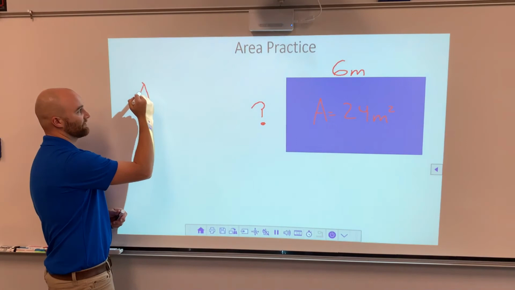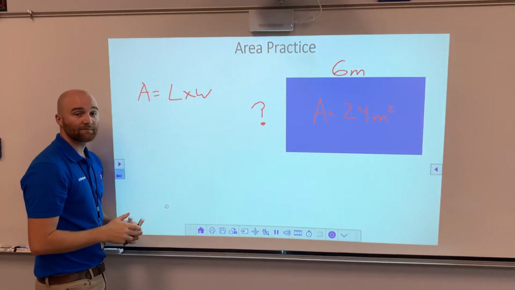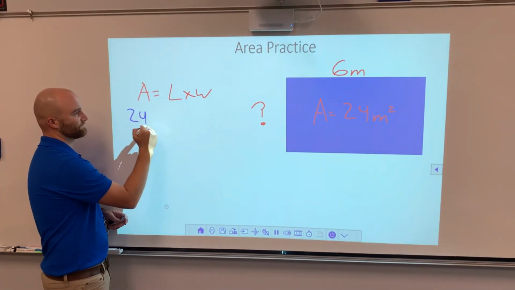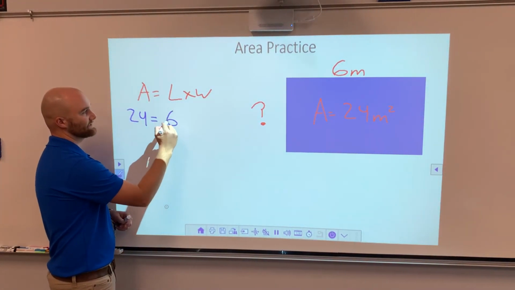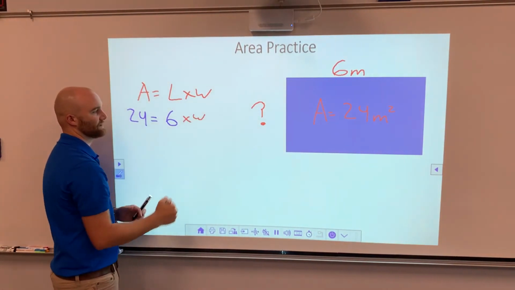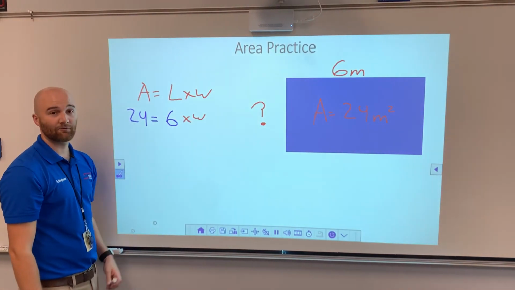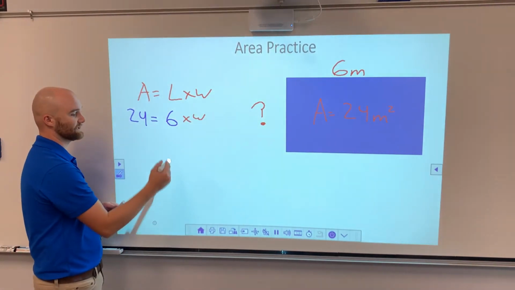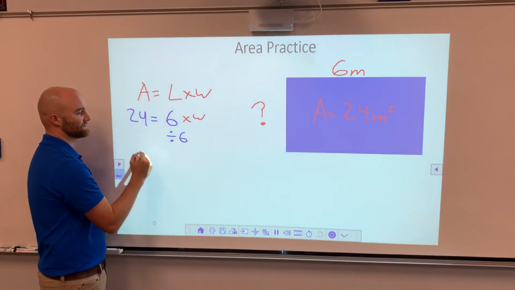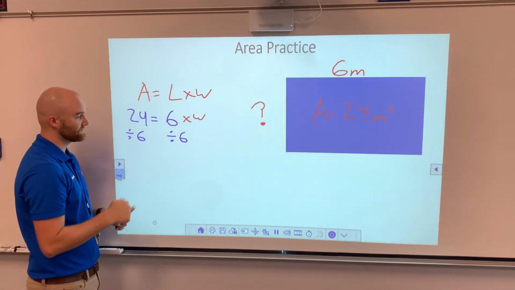First, we say our area is equal to our length times our width. Then we plug in the numbers that we know. We know the area is 24. We know the length is 6, but we don't know what the width is. Now I want to get this width all by itself. To get this width all by itself, I'm going to get rid of a times 6. I'll do that by dividing by 6. I have to do the same thing on both sides because the equal sign is like a balance.